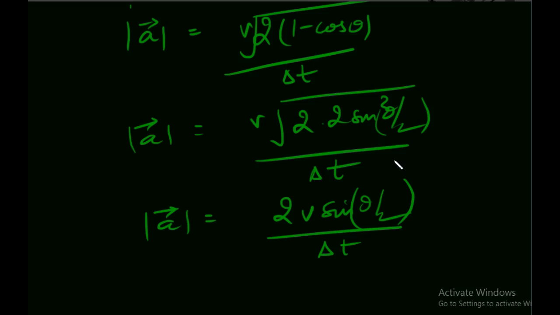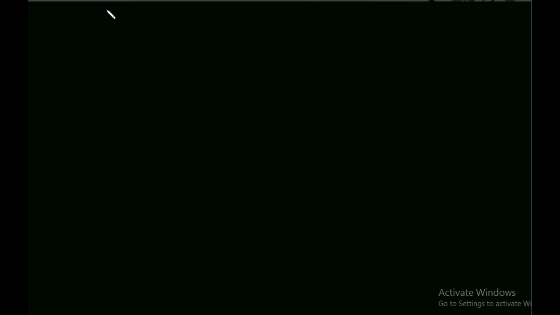1 minus cos theta is 2 sine square theta by 2, and those of you who don't know it, really, I think you should know this. You really should know this, otherwise you should not give the exam. Now, this would be equal to 2V sine theta by 2 by delta t.